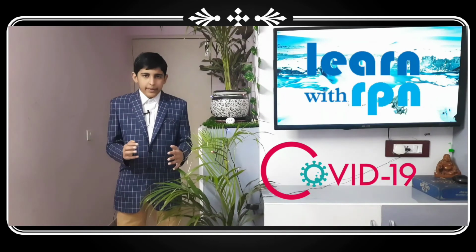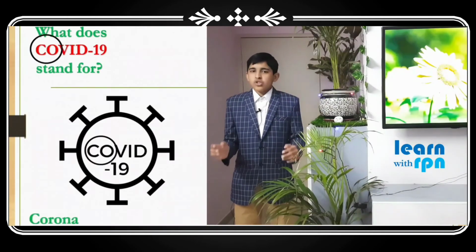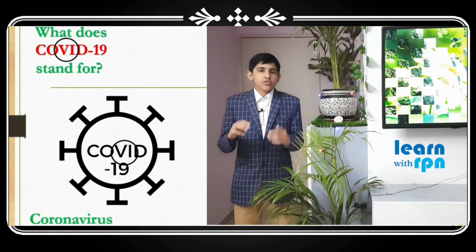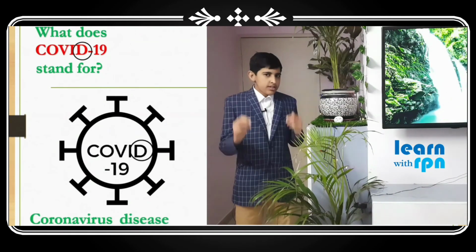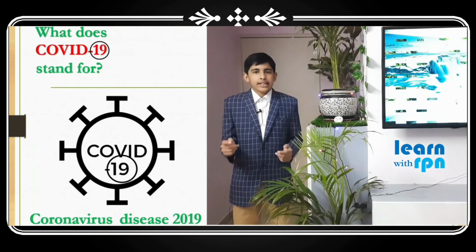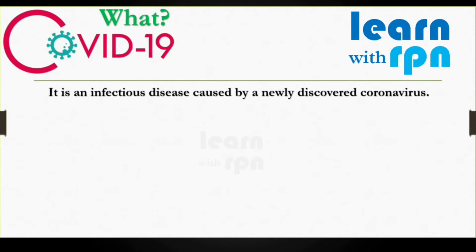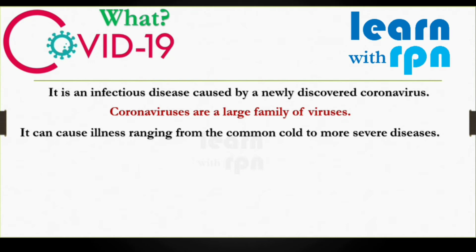Before understanding this topic, let me tell you what COVID-19 stands for. Here CO stands for corona, VI stands for virus, D stands for disease, and 19 is there because the first case was registered in 2019. Let's understand what is COVID-19. It is an infectious disease caused by a newly discovered coronavirus. Coronaviruses are a large family of viruses. It can cause illness ranging from the common cold to more severe diseases.